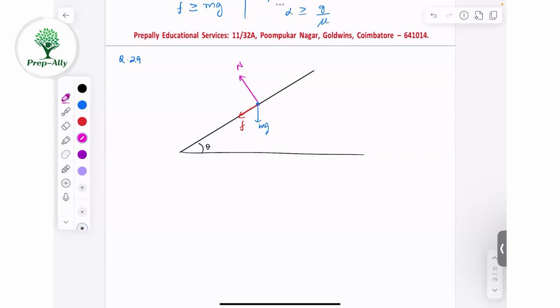Now we can break normal reaction into its components, but first of all, let us draw the axes. So we have something parallel to the horizontal here and parallel to the vertical here. Now, if we take the components, if you observe, this angle is also going to be theta.